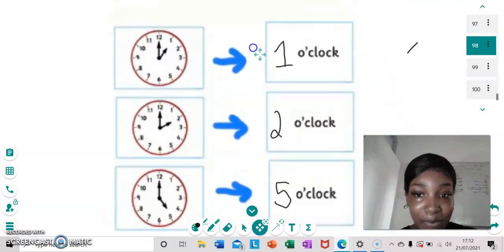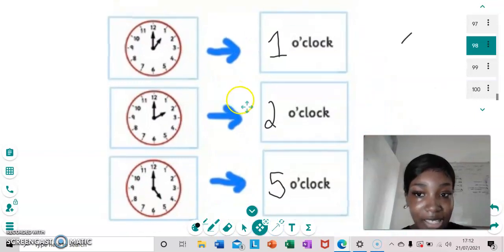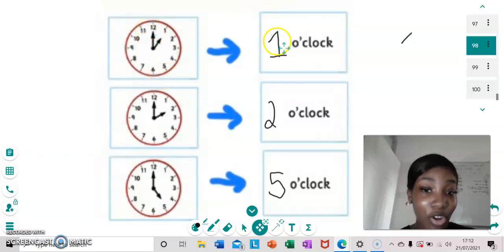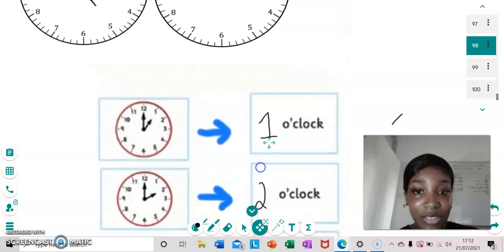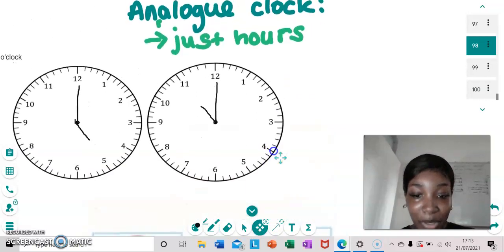As you can see, we've got an exercise down here, and I've done a few examples for you, okay? So when the short hand is pointing to 1 and the long hand pointing to 12, it'd be 1 o'clock. Short hand pointing to 2, long hand pointing to 12 would be 2 o'clock, and short hand pointing to 5, long hand pointing to 12, what would it be? 5 o'clock, exactly.